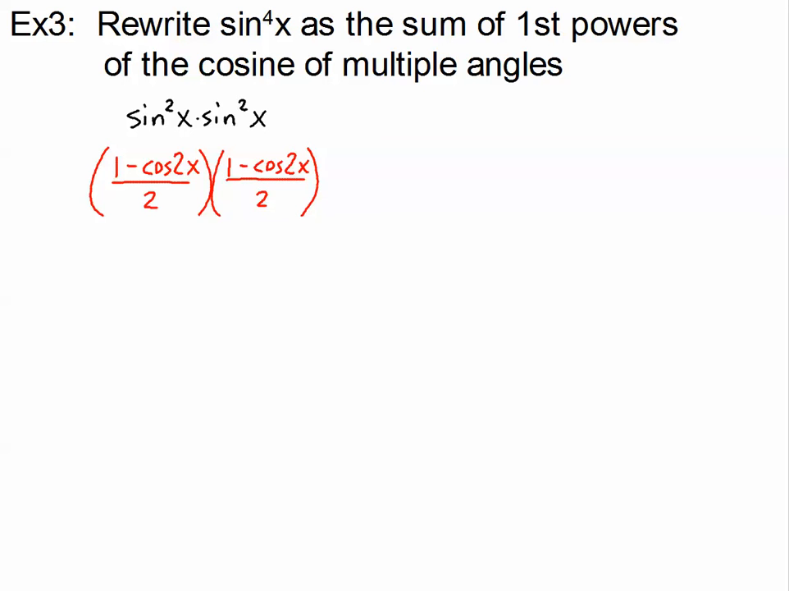What we will need to do now is multiply these two expressions, these two fractions. So multiplying means we just multiply the numerators together. This is a binomial times a binomial, so of course we're going to FOIL. The first terms give me 1 times 1. The outer terms are negative cosine of 2x. The inner terms are another negative cosine of 2x, which makes negative 2 cosine of 2x. And my final terms, negative cosine of 2x times negative cosine of 2x becomes positive cosine squared of 2x. And that's all divided by, well, 2 times 2 is 4.